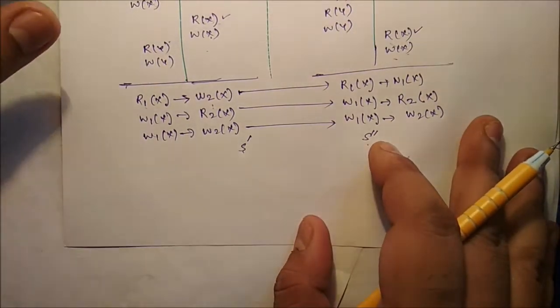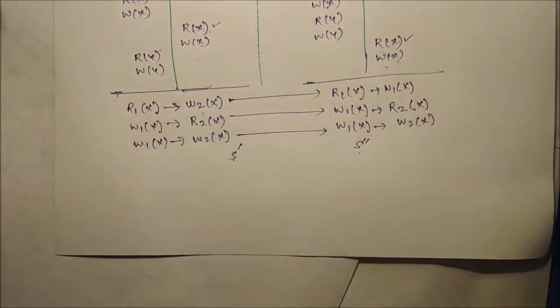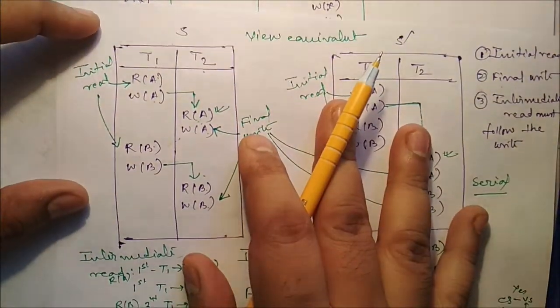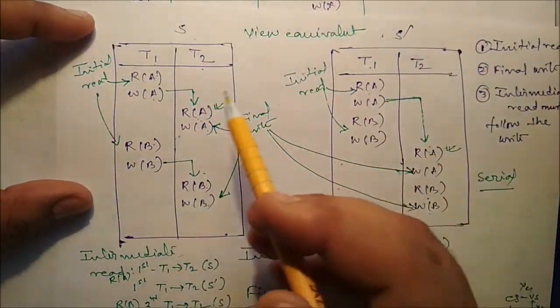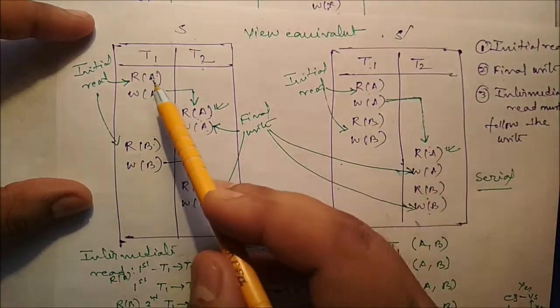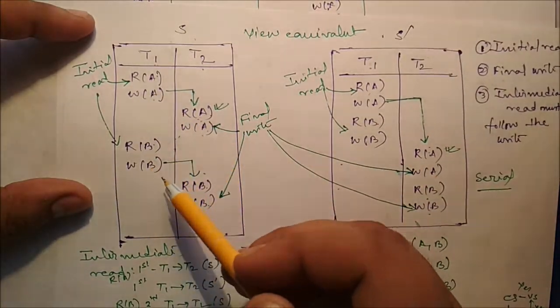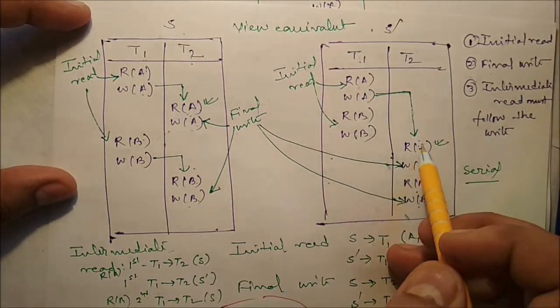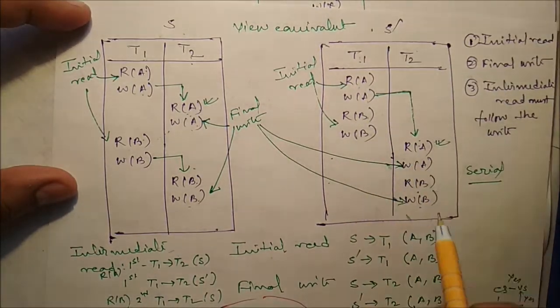Okay, now finally we can explain in short view equivalence. Now we can see two schedules, S and S'. T1, T2. So read A, write A, read A, write A, read B, write B, read B, write B. Here it is read A, write A, read B, write B, write A, read A, write A, read B, write B.